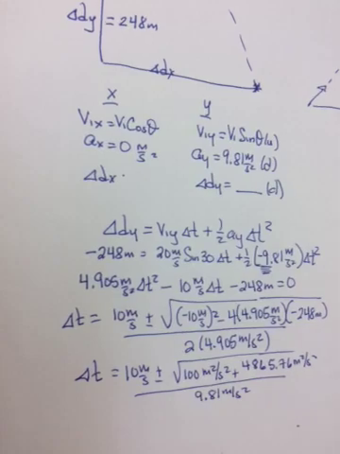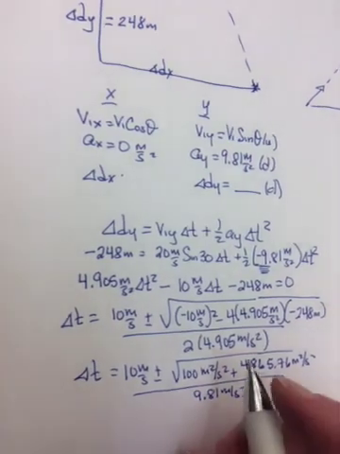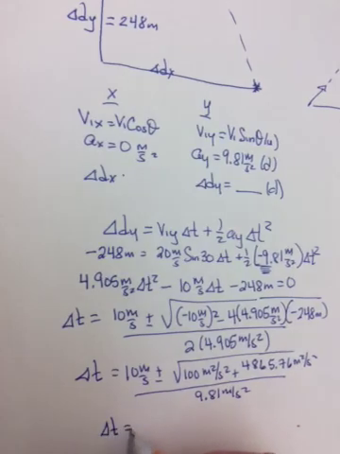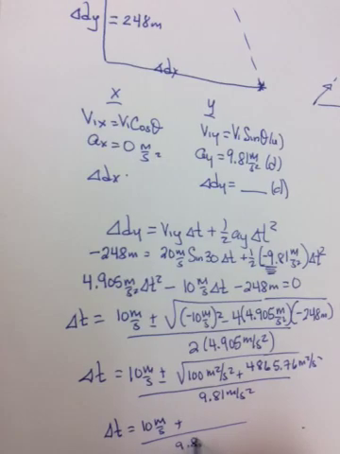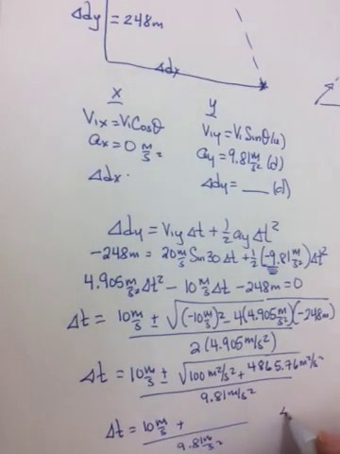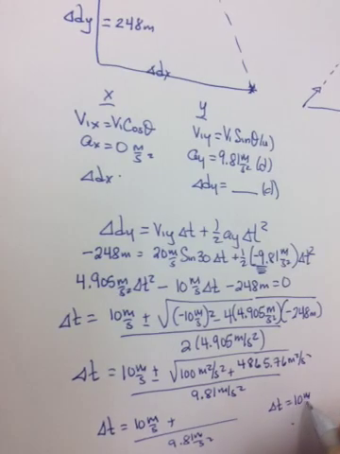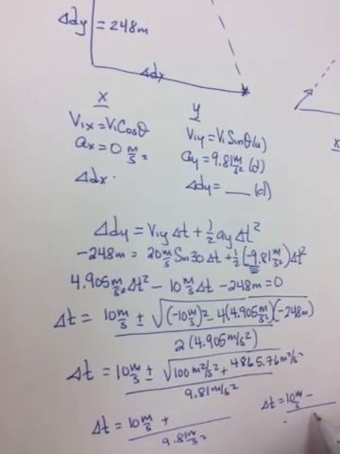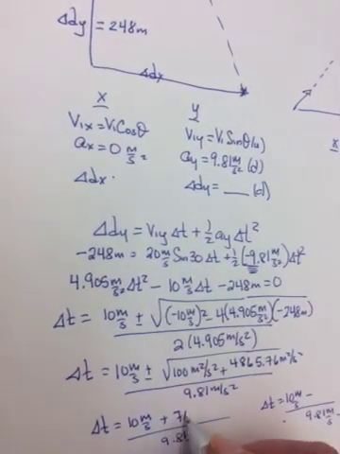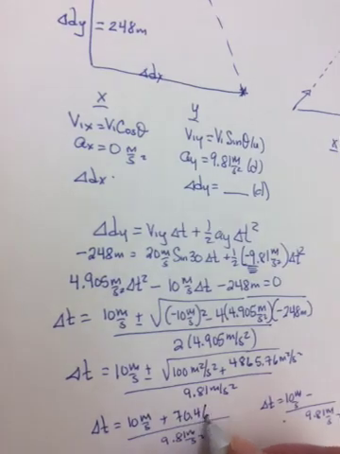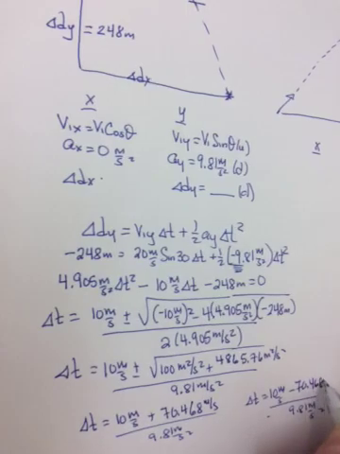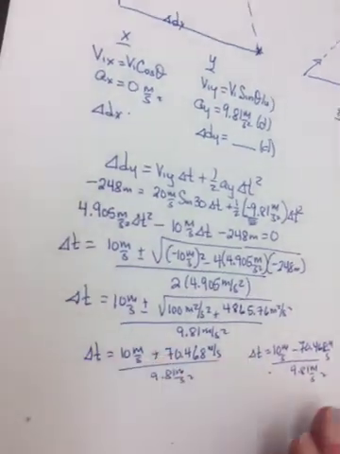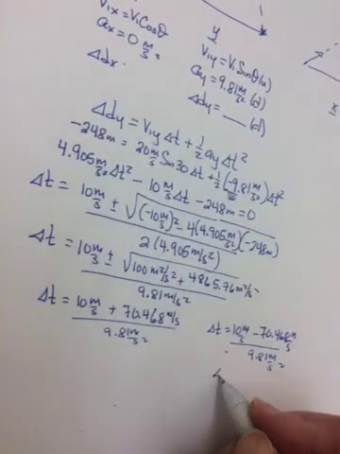So adding under the root and taking the square root of it, we end up with delta t is equal to 10 meters per second plus the root, over 9.81 meters per second squared, and delta t is equal to 10 meters per second minus the root, over 9.81 meters per second squared, and this is 70.468 meters per second and 70.468 meters per second. Now obviously, in this question, this one's going to give us a negative.